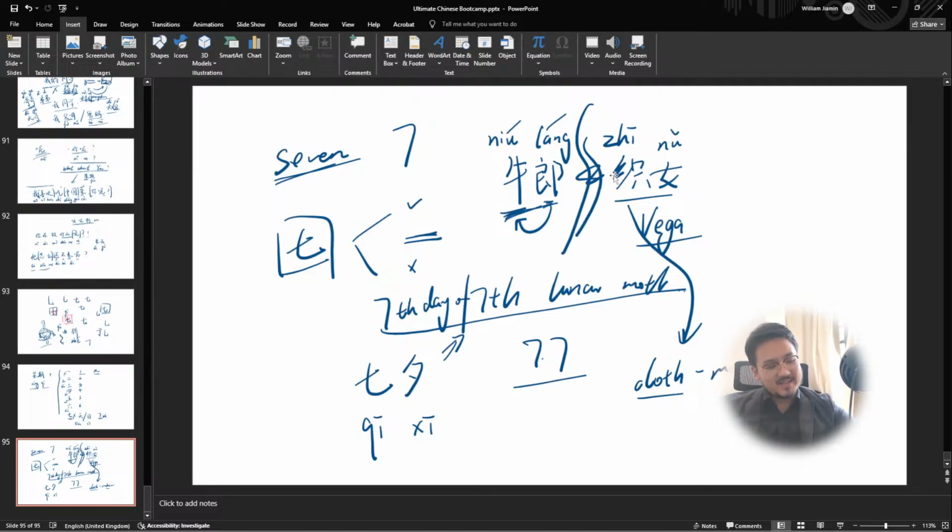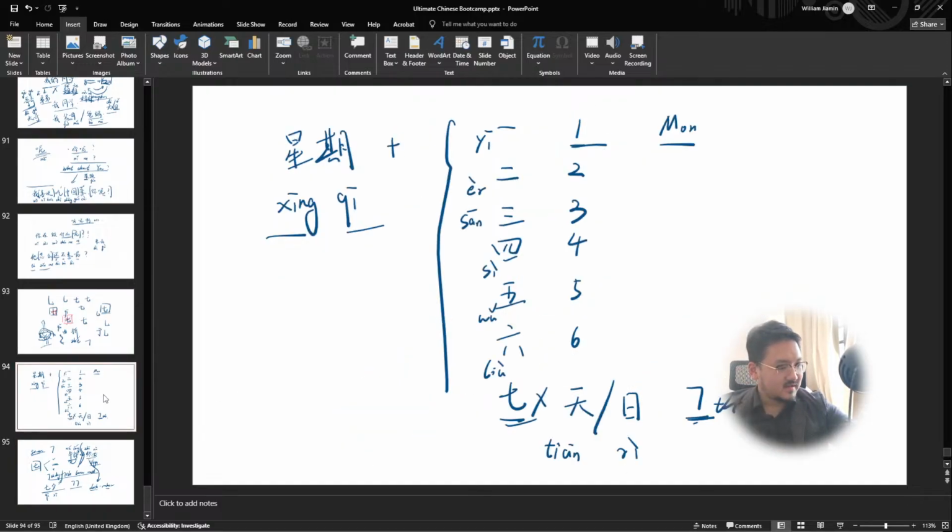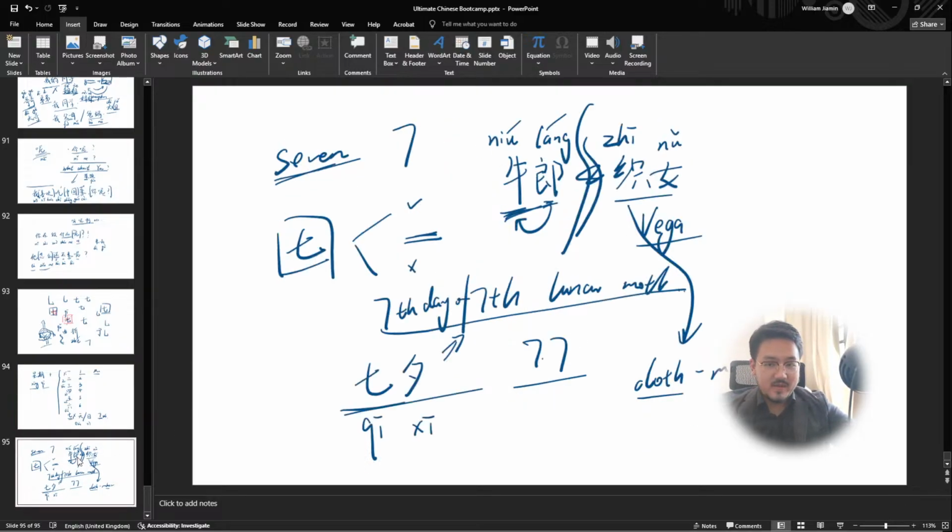So basically, at this 七夕, the birds in the sky can use their bodies to build a bridge so they can meet. Okay, so that's the 七夕. Right? So it's the 7th day. So basically, this is a pretty good day.